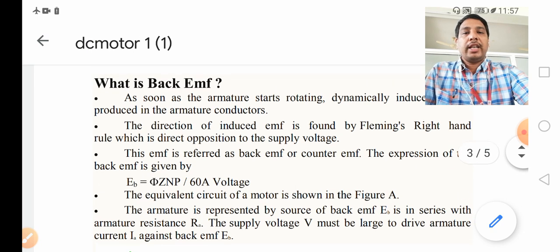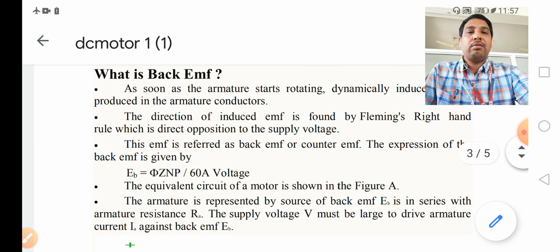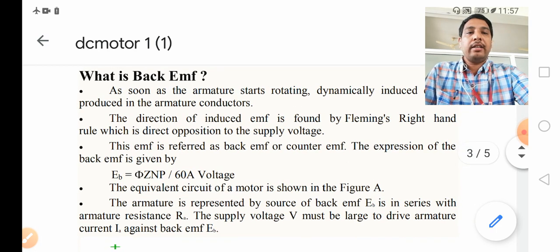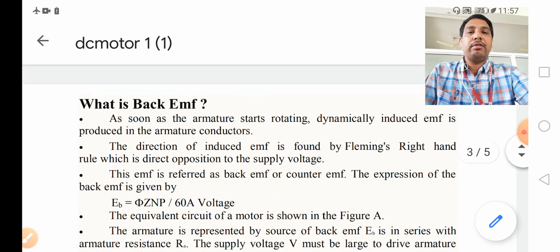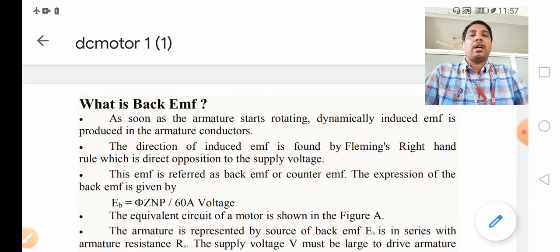So why are we calling it back EMF in the case of a motor? As soon as the armature starts rotating, and we have taken the armature as the rotating part, there will be a dynamically induced EMF produced in the armature conductors. That is, when you change the supply voltage, definitely there is a change in the induced EMF.